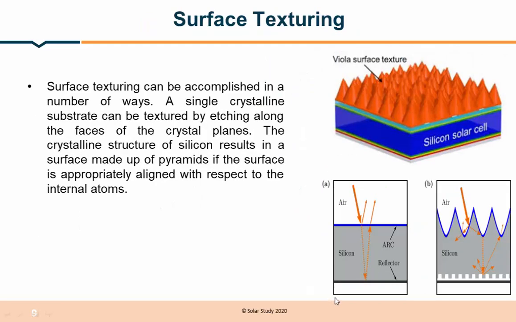Now we will see surface texturing. What is surface texturing? In simple terms, we can say it is roughening the surface. There are different ways of texturing the surface. While doing this, we have to take many considerations into account. One thing is that there should not be any reflection. So with that in mind, we came up with a different idea, which is the pyramid shape.